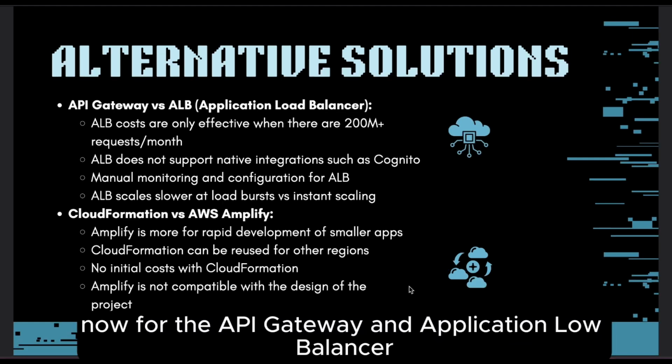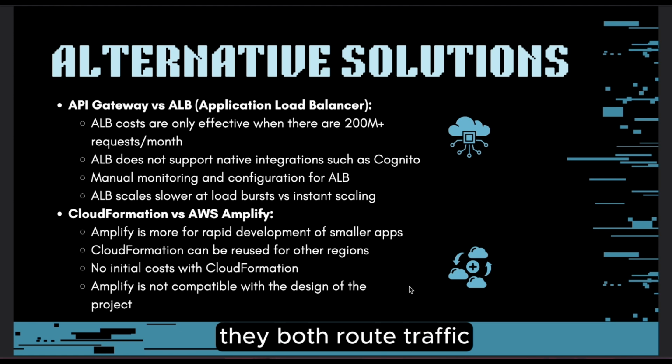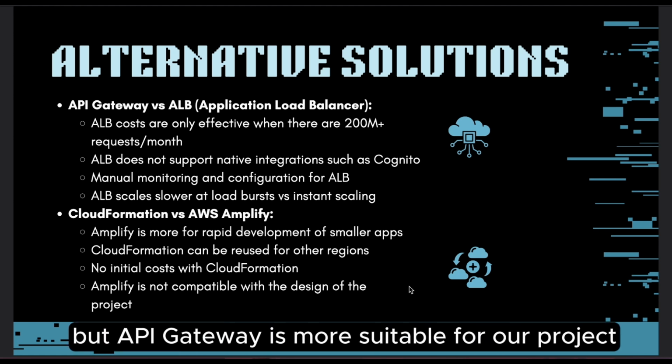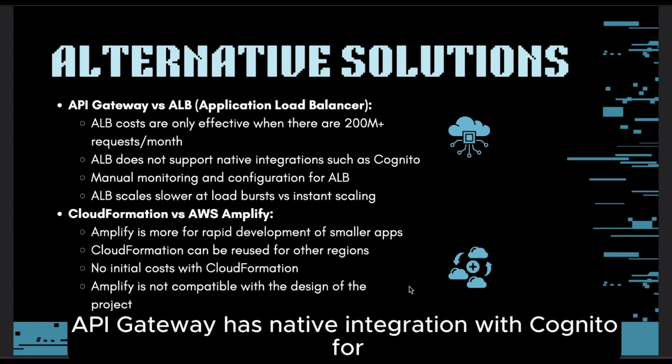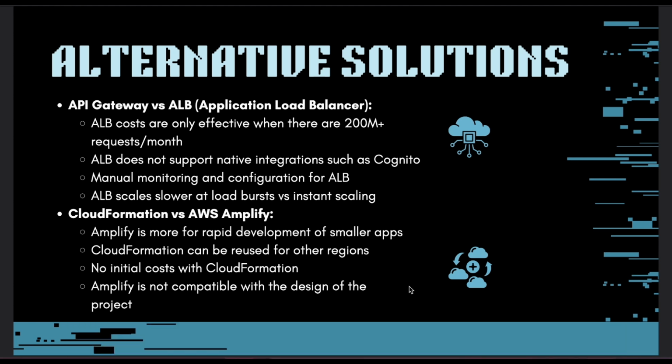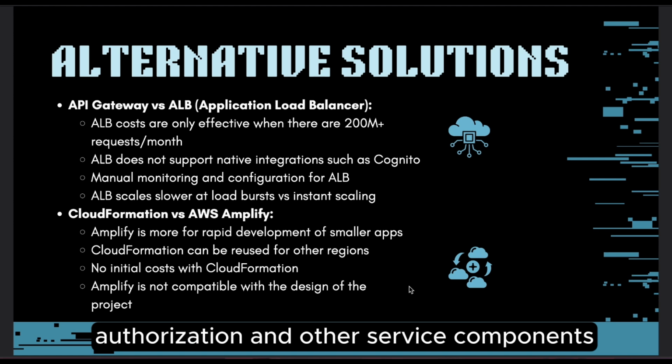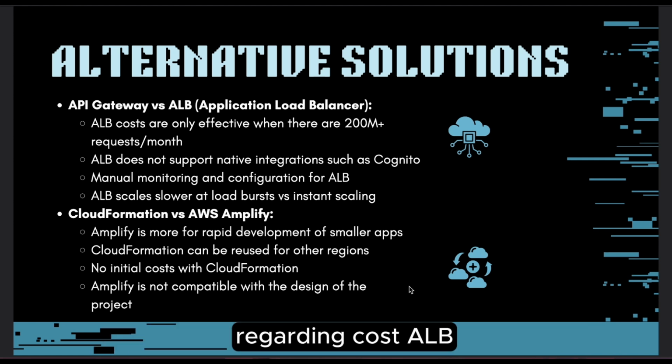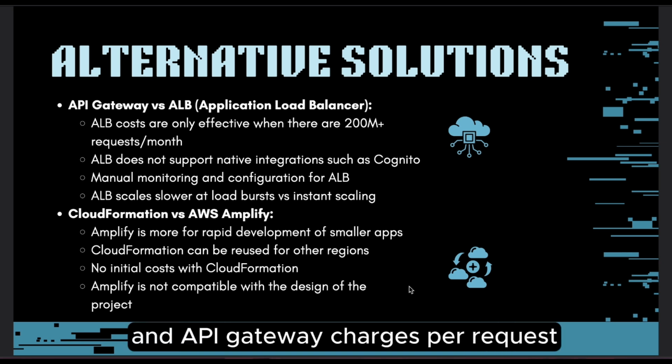Now for the API Gateway and Application Load Balancer, they both route traffic, but API Gateway is more suitable for our project. API Gateway has native integration with Cognito for authorization and other serverless components. Regarding cost, ALB has a fixed hourly cost and API Gateway charges per request.